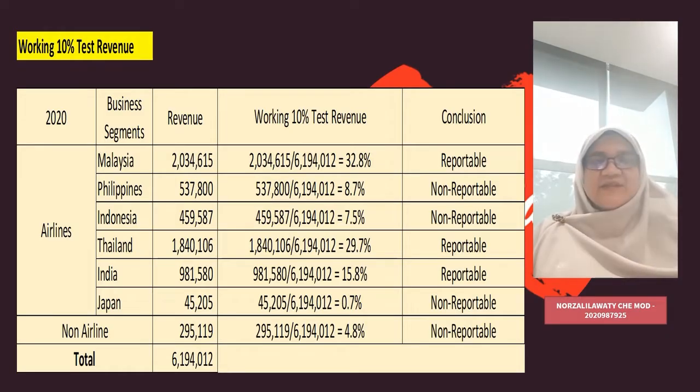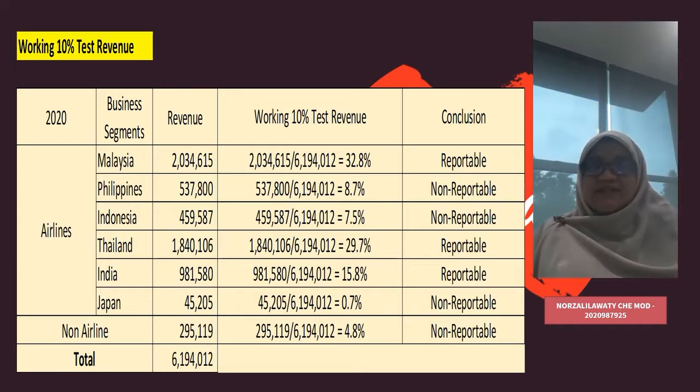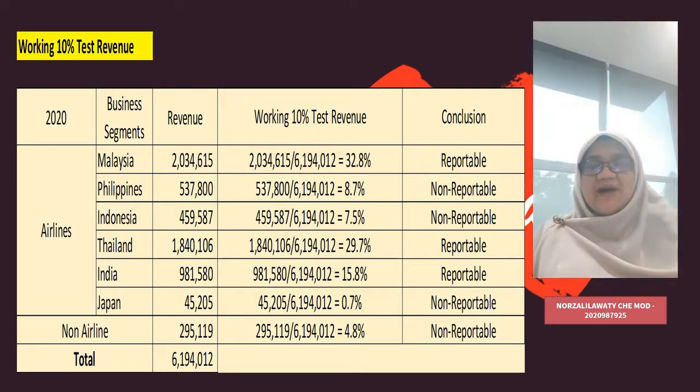For instance, as you can see on screen, we calculate the revenue for each segment divided by total revenue. As an example, the revenue of the Malaysia segment, 2,034,615, divided by 6,194,012, results in 32.8%. The calculation is the same for the other segments. From the Asia report, we can calculate that Malaysia, Thailand, and India are reportable as they exceed the 10% threshold. And Philippines, Indonesia, Japan, and non-aligned segment revenue are non-reportable.